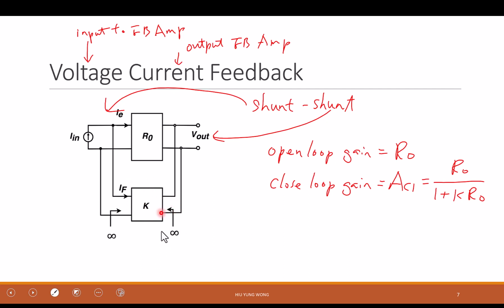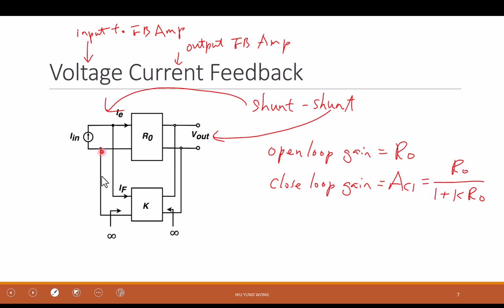Now, but I also call this shunt-shunt, right? Why is it called shunt-shunt? Because to measure the voltage, we have to shunt it to ground through a high impedance connection, and to feed current or to take away current, we have to shunt it to ground. Yeah, very good.